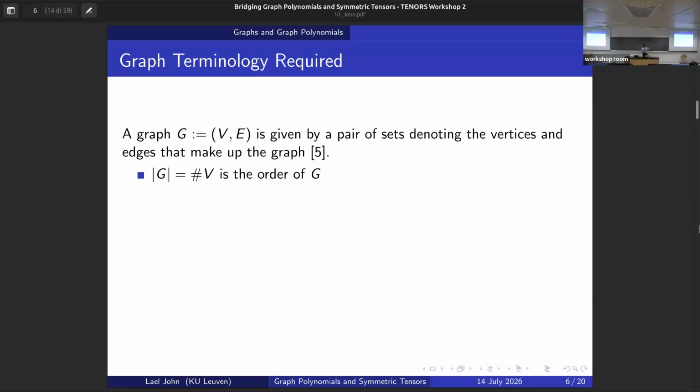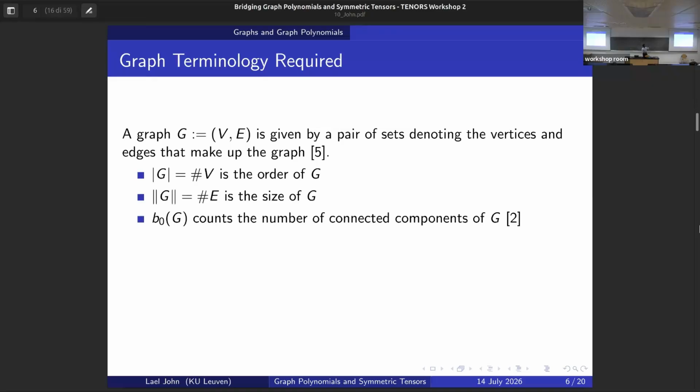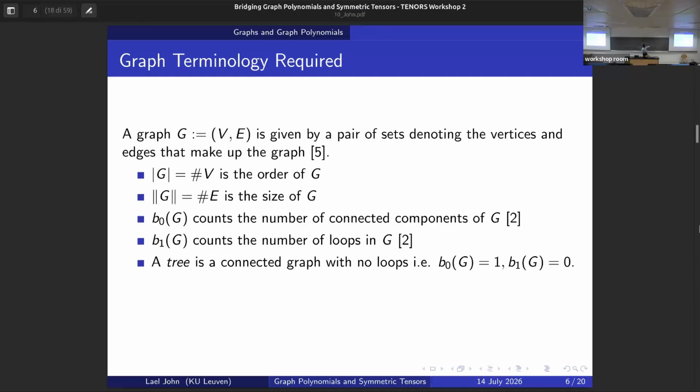So I'm taking a graph, and I'm saying that it consists of a vertex set and an edge set. The order of the graph is the number of vertices, and the size of the graph is the number of edges. I'm interested in B0 of G, the 0th Betti number, which tells me how connected the graph is, and B1 of G, counting the number of loops in the graph. B2, B3, and higher topological indicators don't matter to me. So these are the two important ones.